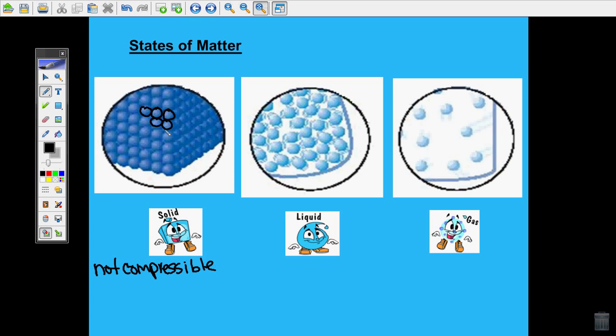If you were to drop a solid, like a hunk of sugar, into a glass, it's not going to take the shape of the glass. It has a fixed shape and a fixed volume.